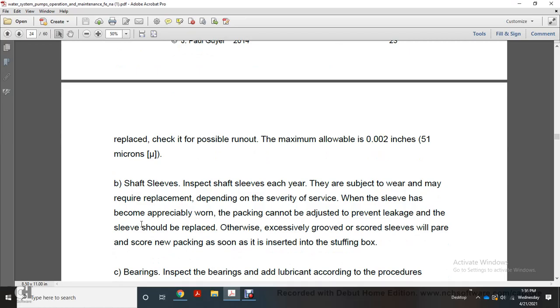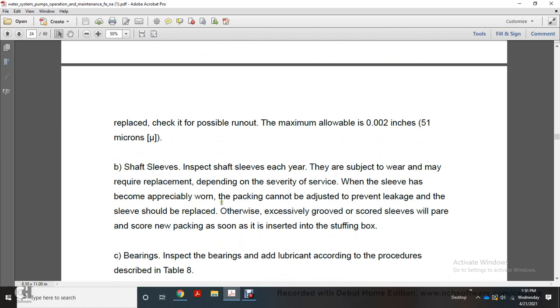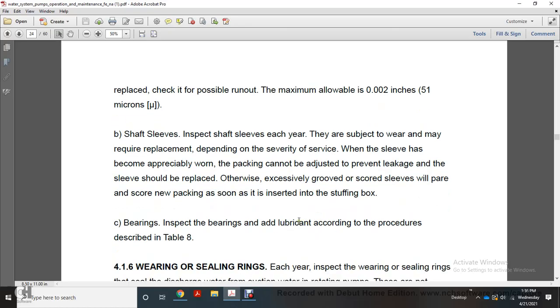Shaft sleeves. Inspect shaft sleeves each year. If subject to wear, they may require replacement depending on the severity of the surface wear. When the sleeve has become appreciably worn and the packing cannot be adjusted to prevent leakage, the sleeve should be replaced. Otherwise, ground and scored sleeves will score the new packing as soon as it is inserted into the stuffing box.